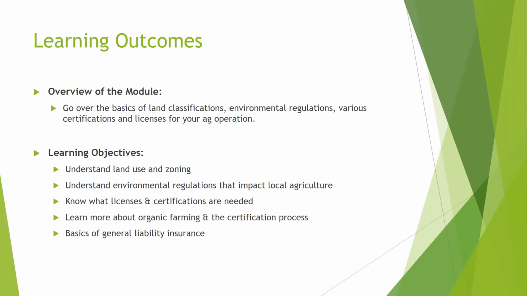So, overview of the module, we're going to be going over the basics of land classifications, environmental regulations, various certifications, and licenses for your ag operation. Our objectives are to understand land use and zoning, and to understand environmental regulations that impact local agriculture and the agencies that manage these. Also know the licenses and certifications that are needed. We're also going to learn about organic farming and that certification process, and go over the basics of general liability insurance.